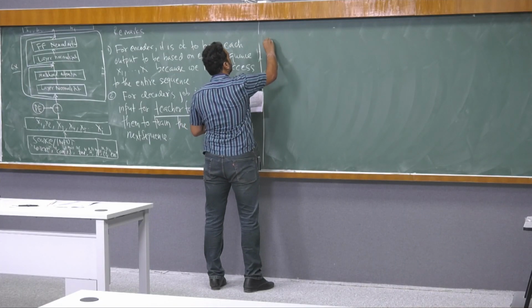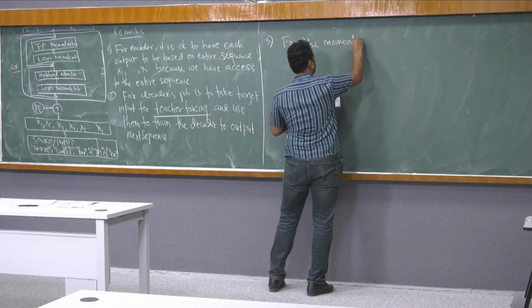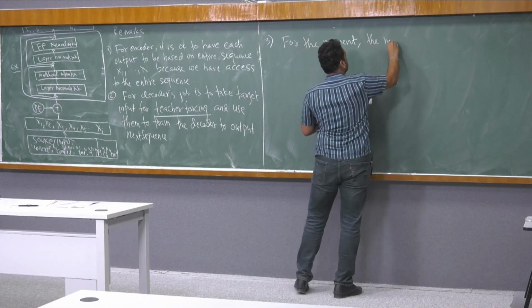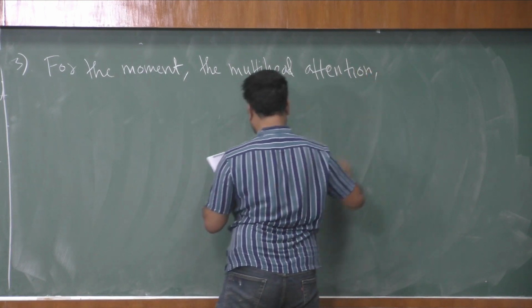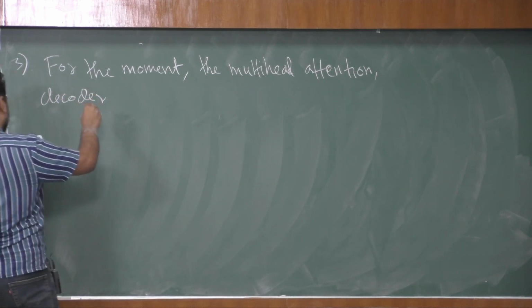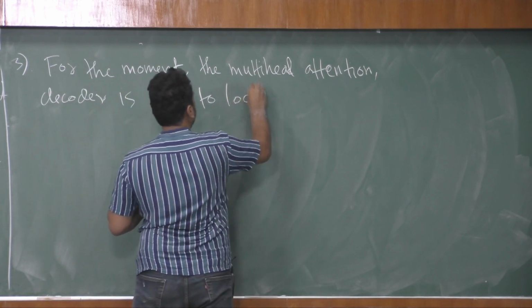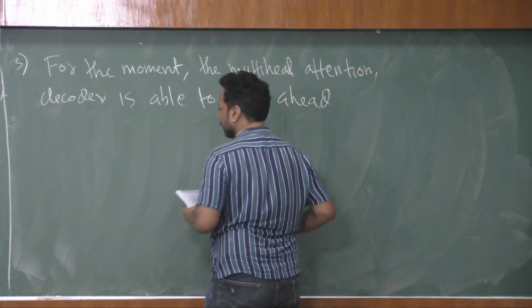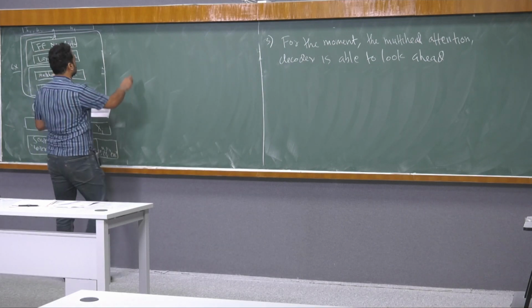So if we continue with the remarks, for the moment, with the multi-head attention, the decoder is able to look ahead. The decoder is able to look ahead. I have not shown you this decoder view yet, so I will use this board now to show you the decoder view, and that will help me explain the third point. So let us draw the decoder block.